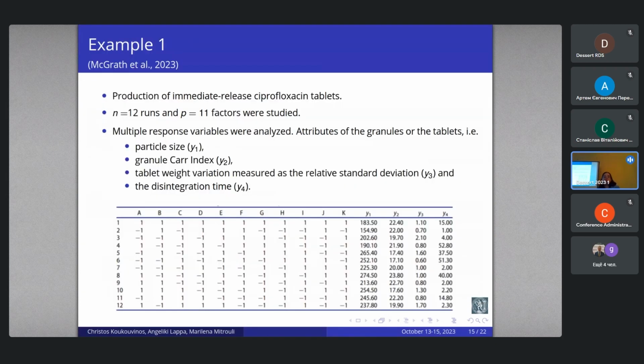Next, we present the first example in our talk, which is about the production of immediate release ciprofloxacin tablets, and it was presented in McGrath et al. in 2023. The design that we see in our slide has 12 runs, the rows, and 11 factors that were studied, and multiple response variables were analyzed: Y1, Y2, Y3, and Y4, as you can see in that slide.